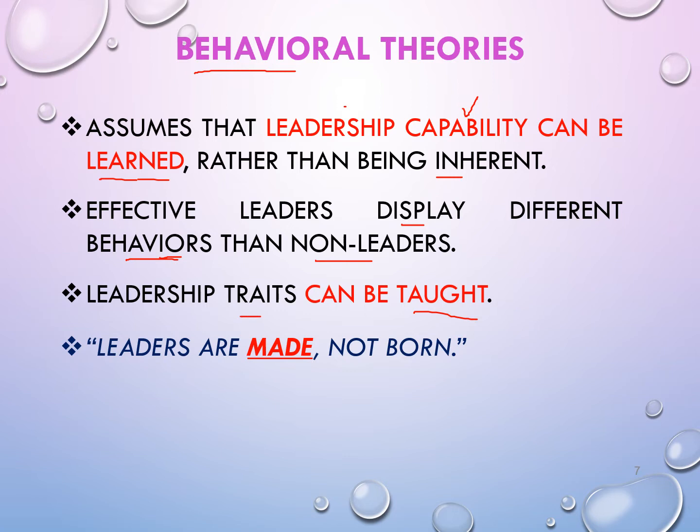Okay, the assumption made by this behavioral theory is leadership traits can be taught. Okay, leadership trait ni maksudnya ciri-ciri untuk menjadi seorang leader, ciri-ciri dia boleh diajar. Maksudnya kalau kita tak dilahirkan dengan ciri-ciri yang special untuk jadi leader under trait theory, then behavioral theory allows us to be a leader provided that someone come and teach us the traits to be a leader. Okay, cara nak menjadi leader.